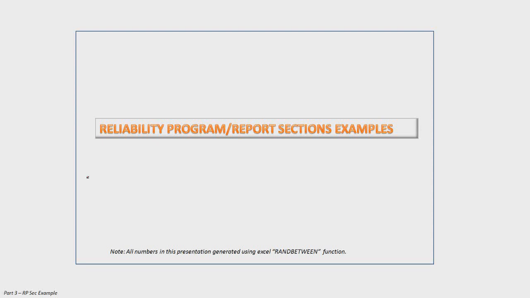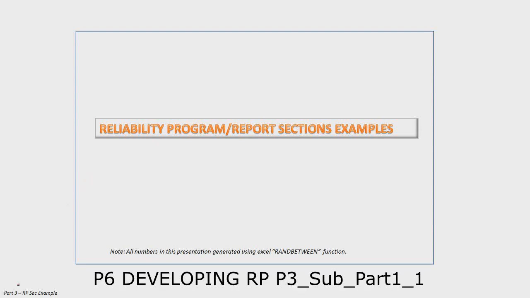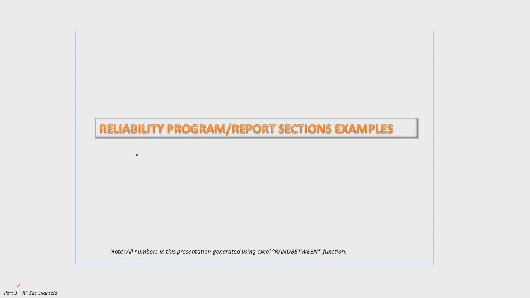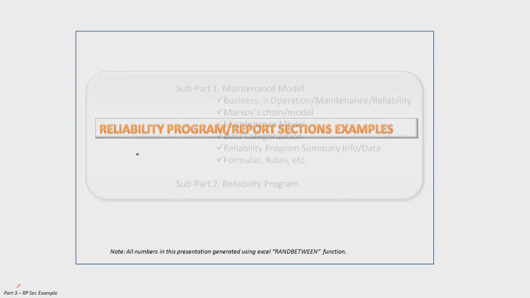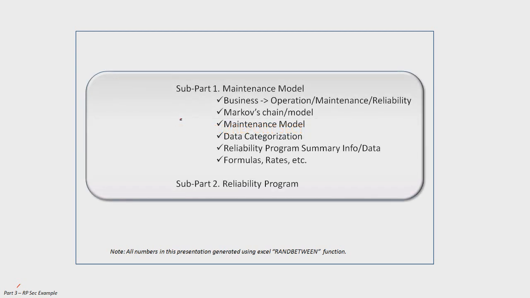Let's continue our discussion, and this is part 3. And today's subject is reliability program, reliability report sections examples. And we have 2 subparts. Subpart 1 is all about developing maintenance model, and subpart 2 is all about developing reliability program, reliability report.